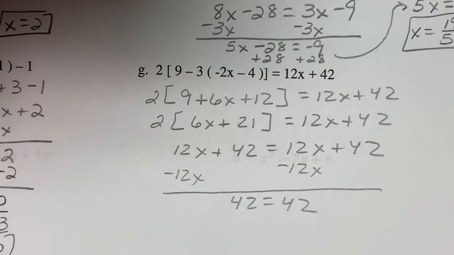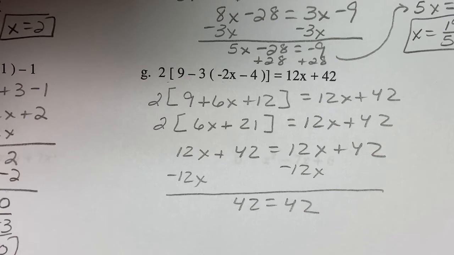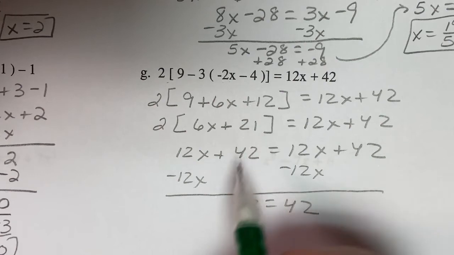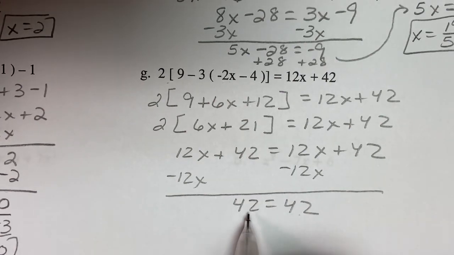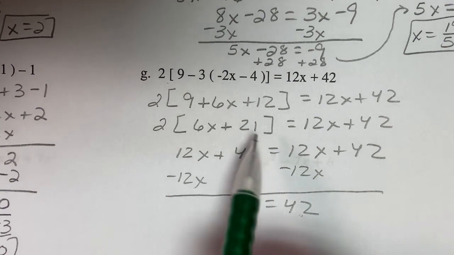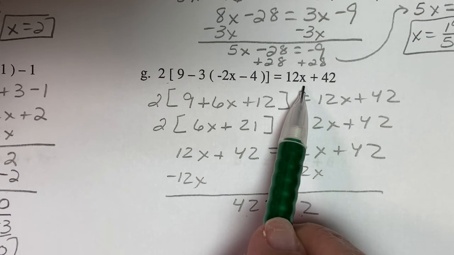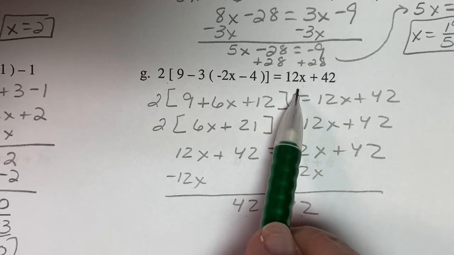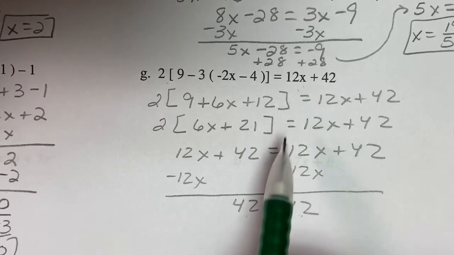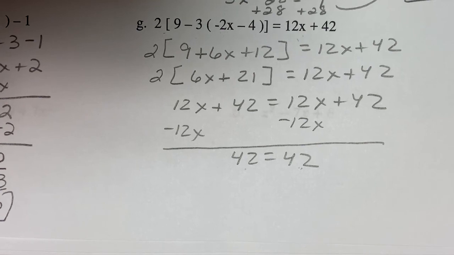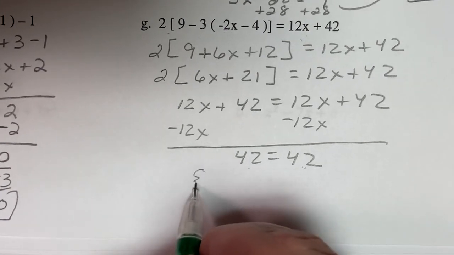So there are 2 possibilities when all of your variables drop out. One possibility is what's just happened right here. Our variables dropped out and we ended up with a true statement. 42 does equal 42. What that means is that all values of x, any values of x you plug in, are going to work. Any value of x is a solution. So one way of thinking about that is all real numbers, but we want to write that in a slightly more mathematical way. So here's how we're going to write it.